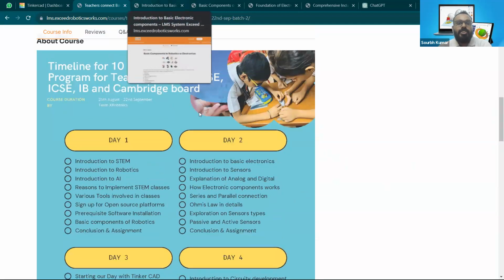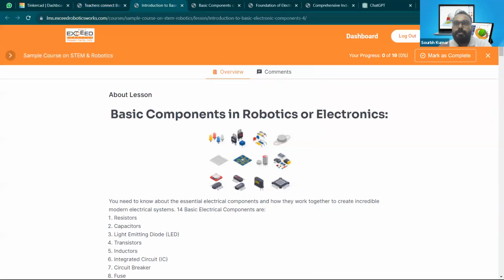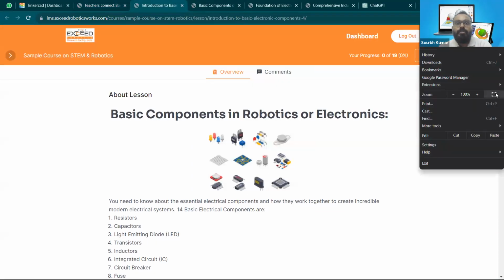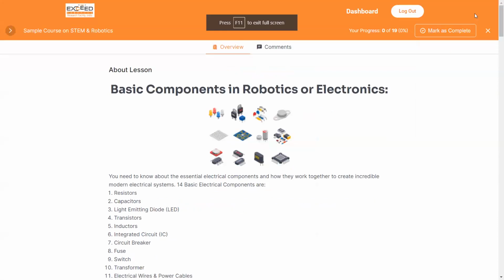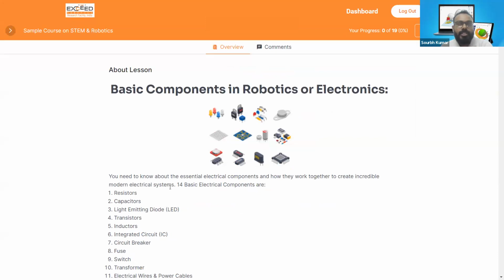So let's start this journey with a general introduction to basic electronic components, and then we will have a complete understanding of sensors and what sensor to use in our classroom program, and even how to build some good sensors. As you know, first of all, let's understand why we need electronic components or the basic components in our STEM, robotics, and AI classes.